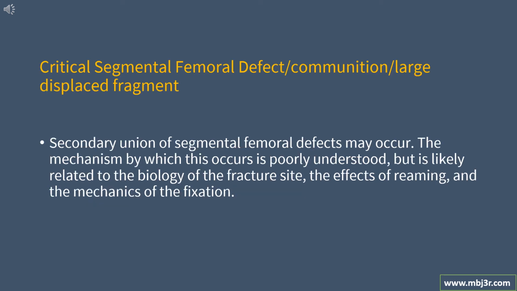Secondary union of critical segmental femoral defect or a comminution or a large displaced fragment. Secondary union of segmental femoral defects may occur. The mechanism by which this occurs is poorly understood but is likely related to the biology of the fracture site, the effects of reaming and the mechanism of fixation. There is no need to fix big fragments which are displaced during the nailing. If it goes for non-union, you can do bone grafting later.